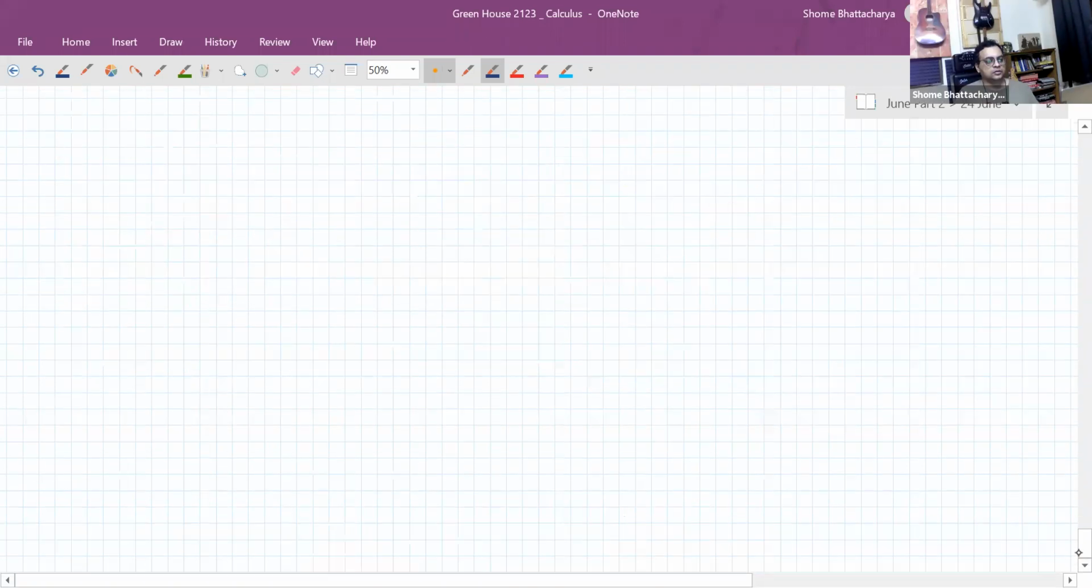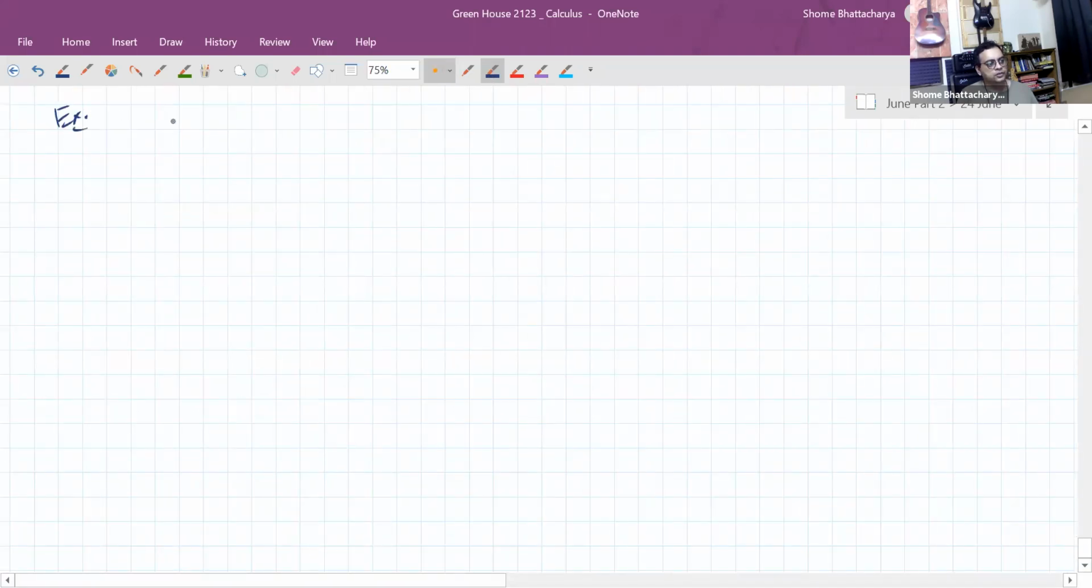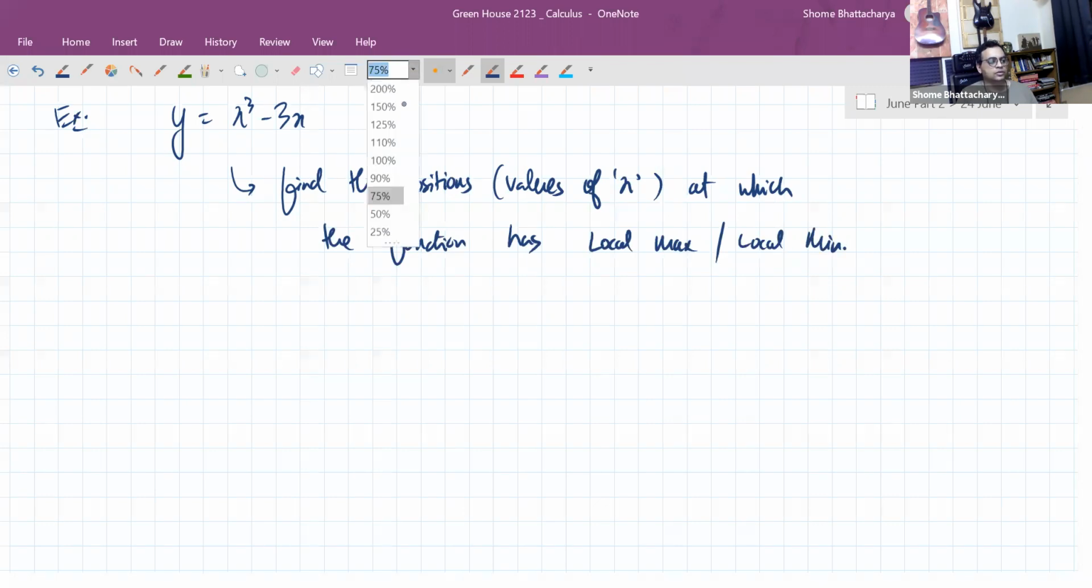Okay, so for example, going back to that same question, y is equal to x cube minus 3x. The question just asked, find the values or the positions, that is values of x at which the function has local maxima or local minima. And we would have just used this concept now.